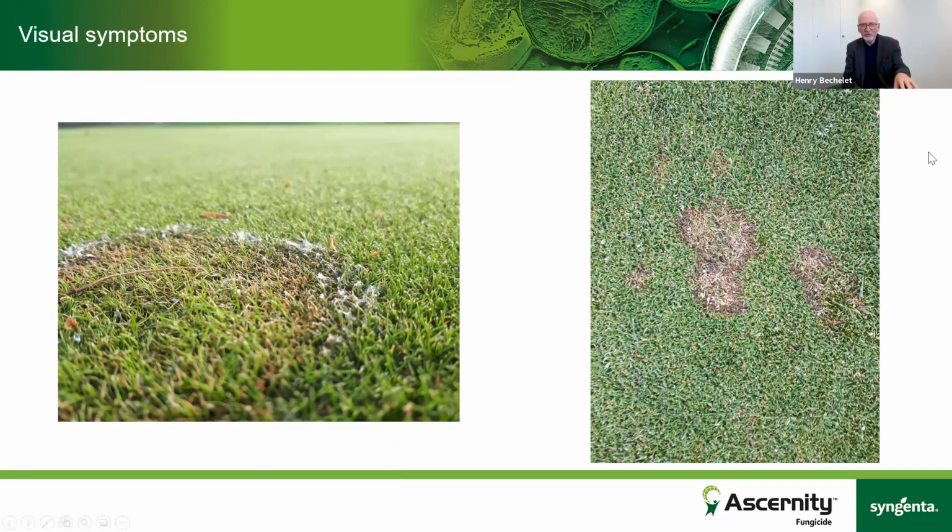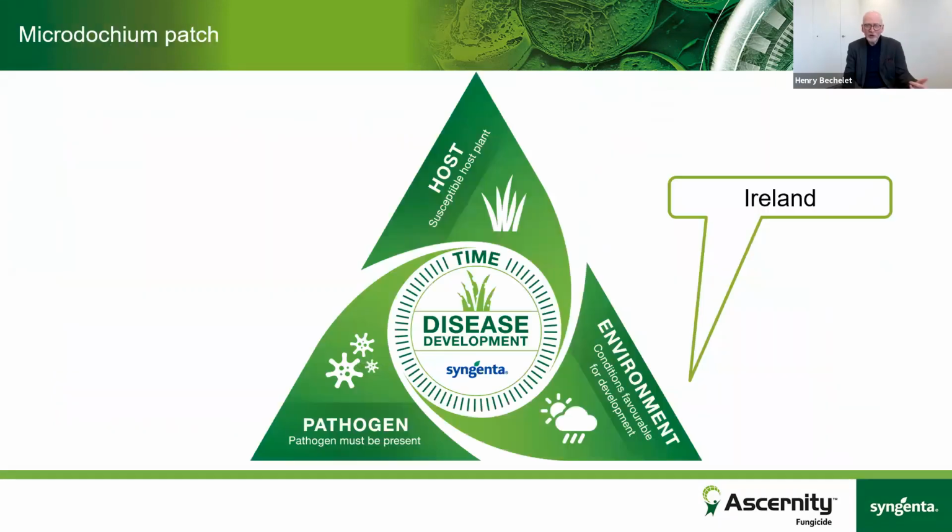Microdochium nivalis is also unusual because it develops in cool and moist conditions, as you can see from the disease triangle where we've got our pathogen, our host, and the environment. These are conditions or weather patterns that are characteristic of Ireland, really, aren't they? Which means that microdochium patch disease can develop at any time of the year over here. But we tend to experience it more in autumn and winter when the conditions are most suitable for its development, and they're occurring for longer periods.